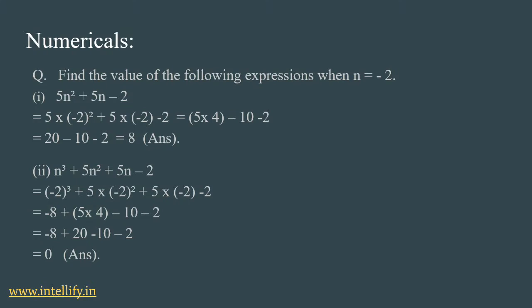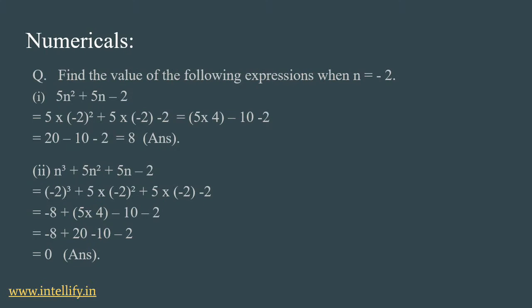Find the value of the following expression when n equals minus 2. So here in n we will put minus 2. So 5n square plus 5n minus 2. Putting the value of n equals minus 2 we get 5 into minus 2 whole square plus 5 into minus 2 minus 2, where minus 2 squared is equal to 4.